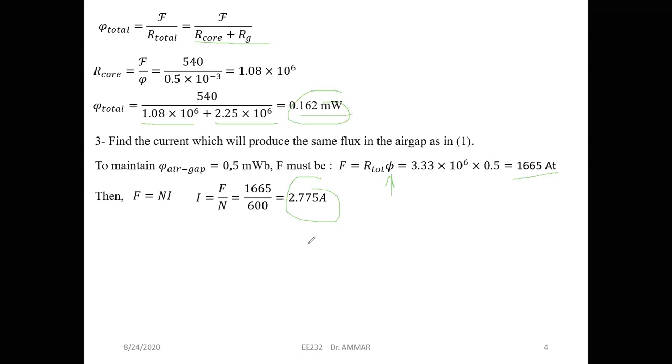So this is concerning the first exercise. If you have any questions before passing to the next exercise.